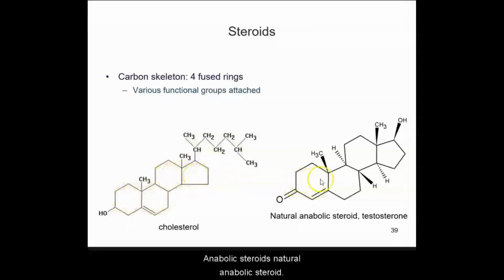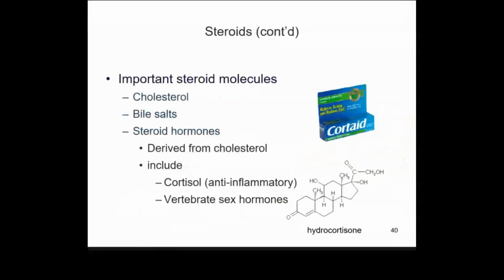And here's a natural anabolic steroid, where it has, again, the 3 6-carbon rings and a 5-carbon ring. And they can have various functional groups attached to them. Steroids have a lot of important functions. Cholesterol is a type of steroid, and cholesterol is often found in membranes. Cholesterol is in bile salts. Bile salts are important in digestion.